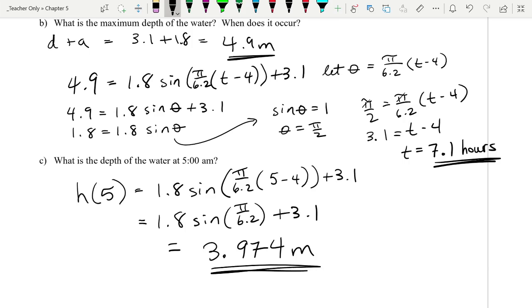I'll just round to 3 decimal places. Remember, if the question doesn't tell you, we don't care. If the question does tell you, you've got to do what it says when it comes to rounding. Look at this. How simple was this math?